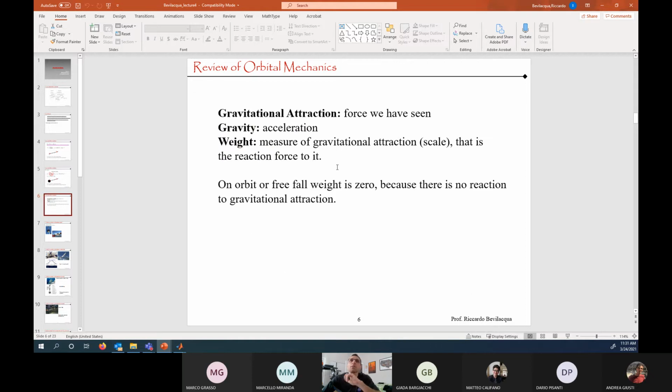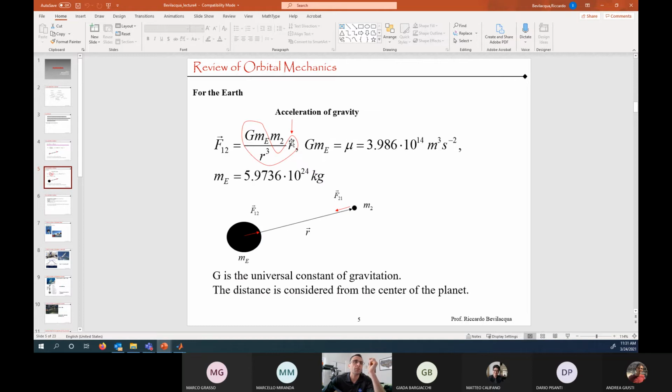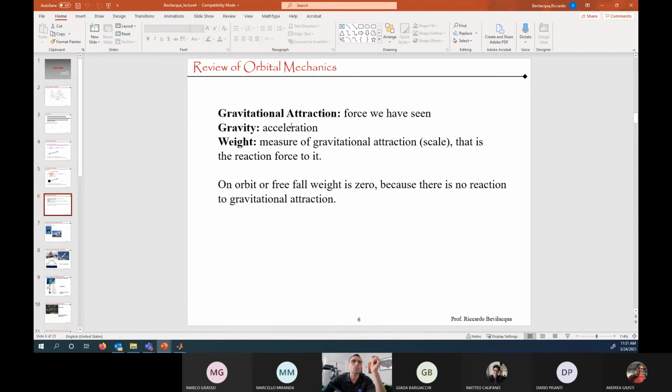Now, it is important to make the distinction here. The gravitational attraction is the force. You put in the mass of the satellite, M2, and you get a force. What we usually play with is only the acceleration part, mu over R cubed times R. So gravity, what we call gravity, is the acceleration component. That's really what we use in orbital mechanics all the time. Weight is the measure of gravitational attraction using a scale. It's a reaction force, which is what you measure when you hop on a scale.